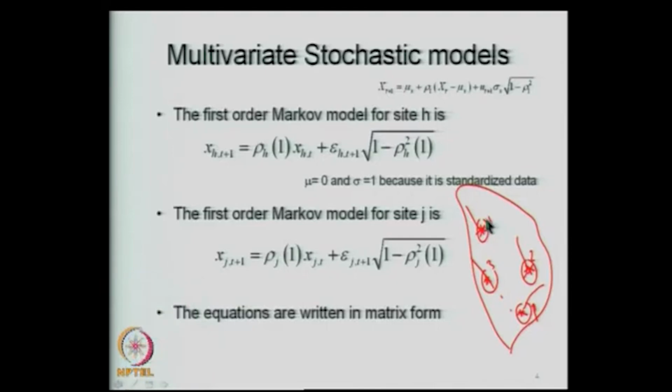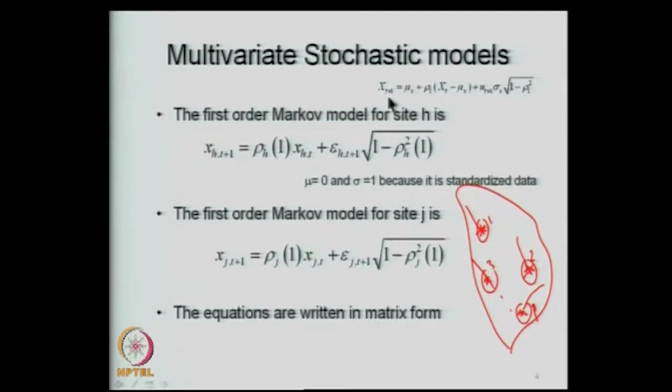First, we take individual sites h, j, etcetera, and then we write the single site Markov model. Look at this single site Markov model. This is what we had developed earlier. This is a stationary model in which the mean remains the same, standard deviation and lag 1 correlations do not change from time period to time period. So, this is a stationary Markov model. So, this is a single site Markov model.